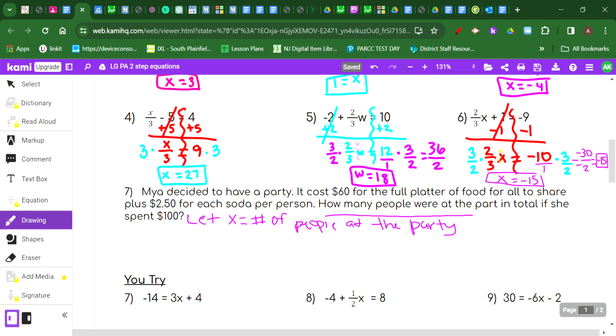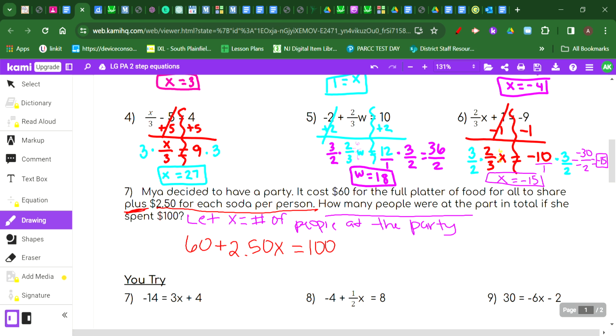All right, so she decided to have a party and it cost her $60 for the platter of food. So we're going to start off with that $60 plus $2.50 for each soda per person. So it's $2.50 per person for the sodas. So we're going to add, it literally says plus here, so plus $2.50 per soda per person. So it's $2.50 times the number of people, right? If there's 3 people there, then you would do $2.50 times 3. If there's 5 people there, you do $2.50 times 5. So we have 60 plus $2.50 times x is equal to the $100 that was spent.